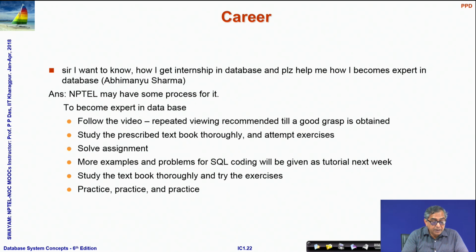In terms of becoming an expert, Abhimanyu, there are some points we have tried to highlight. Certainly, you have to master this course, follow the video, and repeated viewing might give you a better grasp. Study Korth and Silberschatz's book, it is like the Bible, the Gita of database systems. Attempt the exercises therein and solve the different assignments that we have provided, and go to the net. There are more and more examples and problems and solutions in SQL. The more of that you do, the better idea you will certainly get.